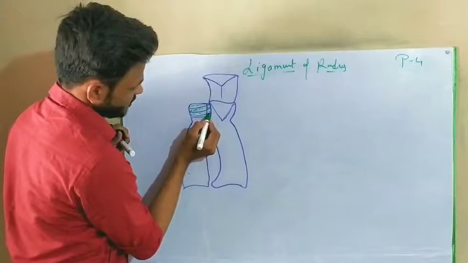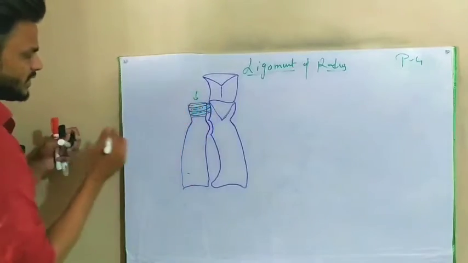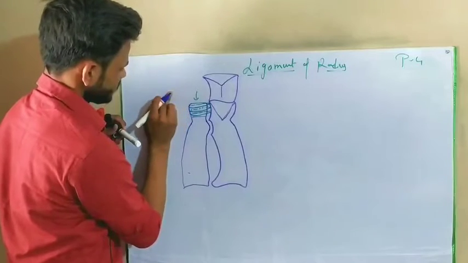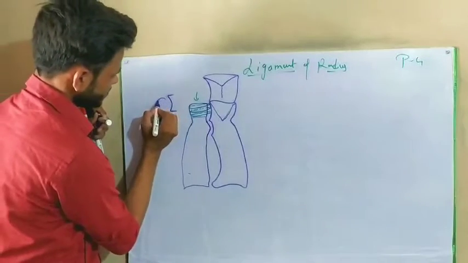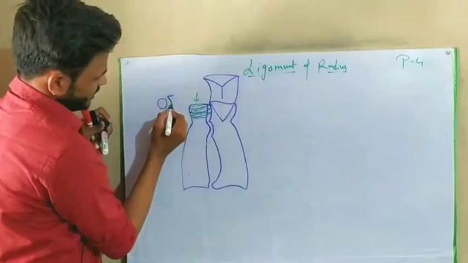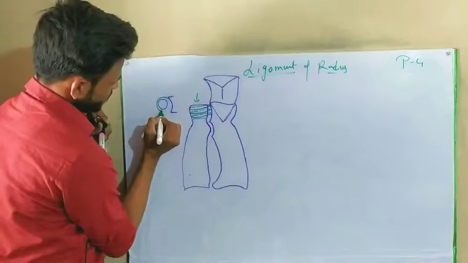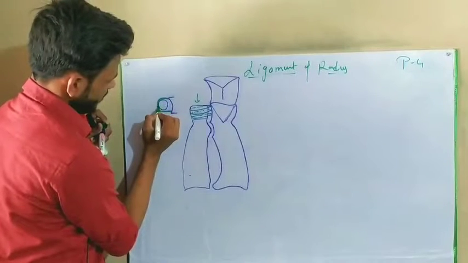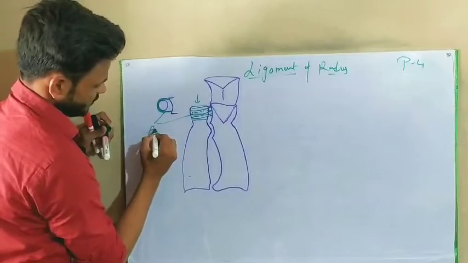It is attached from the radial notch of the ulna, and if we see the superior view, then we will find this type of structure. This is the head, and this is our radial notch of the ulna. From the radial notch of the ulna, our annular ligament will cover the whole head of the radius. This ligament is called the annular ligament.